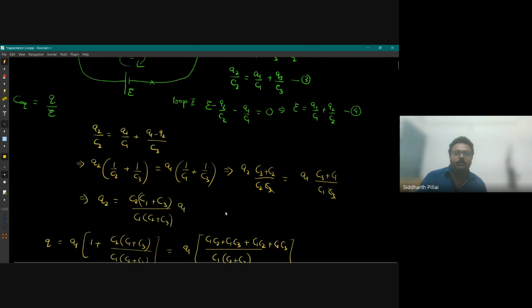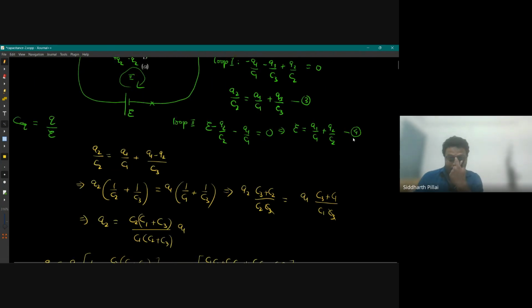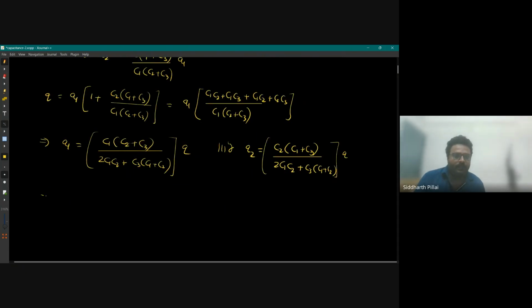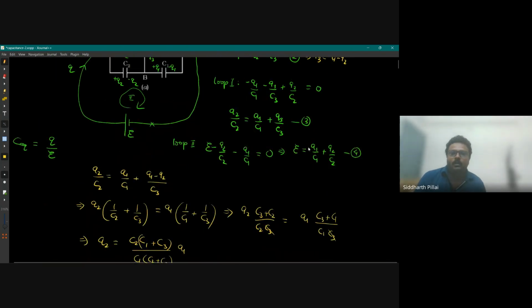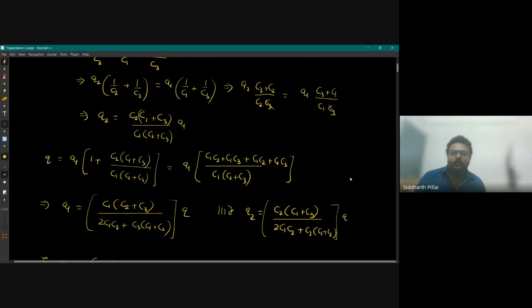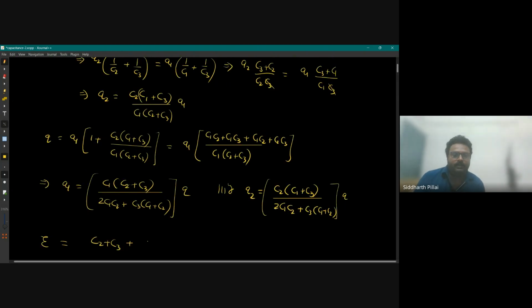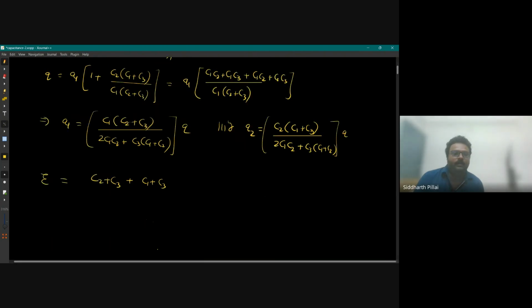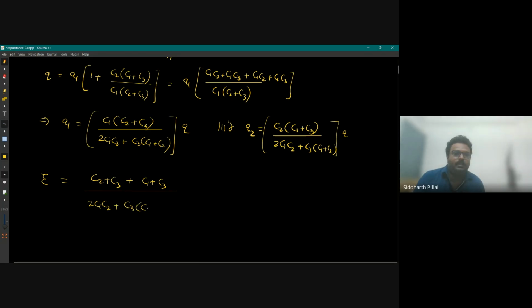Substitute this Q1 and Q2 into the fourth equation. Right? So I'll get E is equal to Q1 by C1. So just divide C1 here. Both have the same denominator, so directly I'm writing (C2 plus C3) plus Q2 by C2, you divide C2 here. So you'll just get (C1 plus C3) divided by the same denominator, 2 C1 C2 plus C3 into (C1 plus C2), times Q.